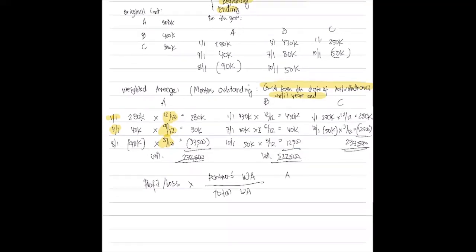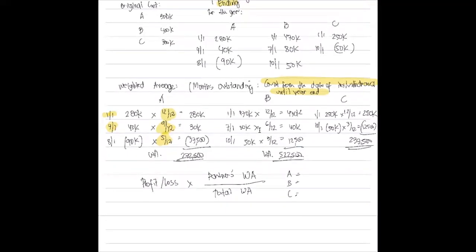So we have here A, B, and C. What is the average of A? The average of A is 272,500. For B, the average is 522,500. For C, the average is 237,500. So we get the total. 237,500 plus 522,500 plus 272,500. We have here 1,032,500. So if the profit is 450,000, how do we share it?